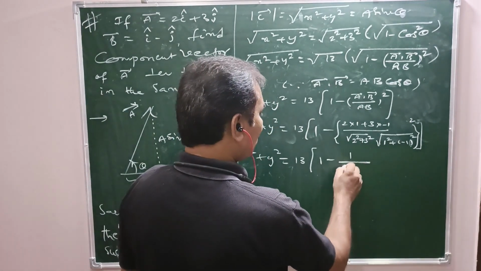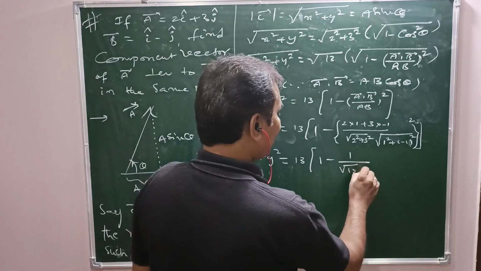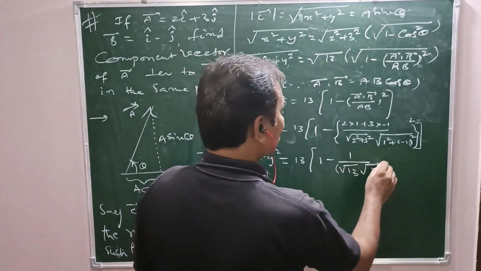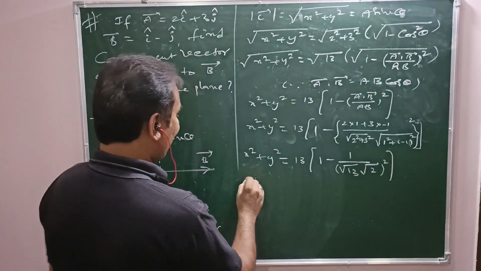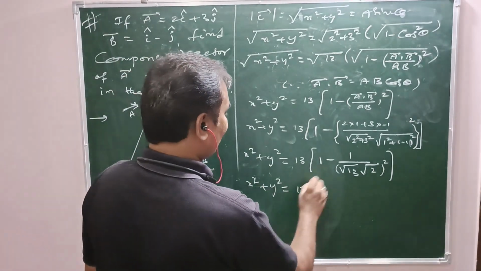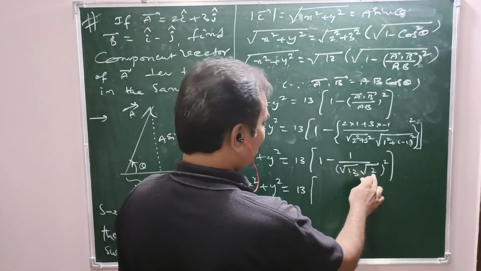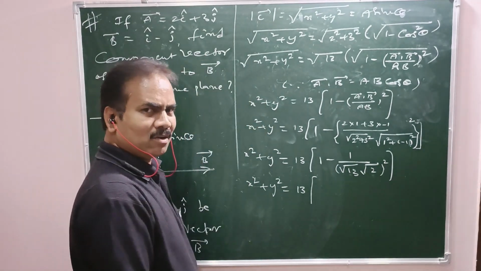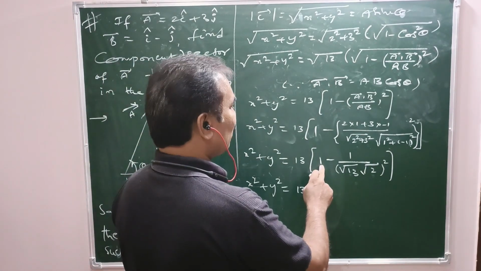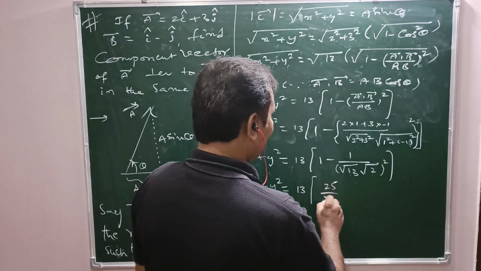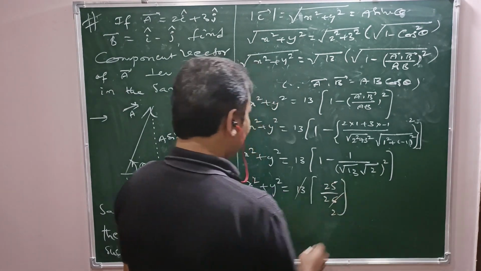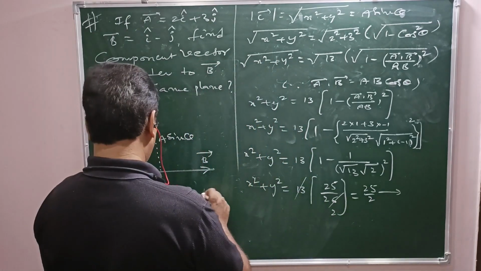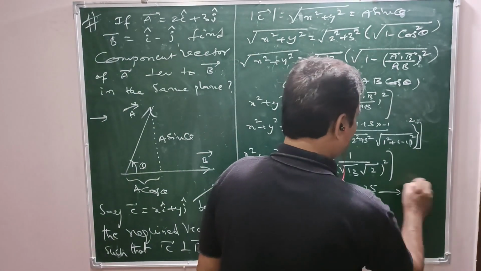Divided by root 9 plus 4, that is root 13, and here root 1 plus 1, that is root 2. Whole square is there. So x square plus y square equals 13 into, see, root 13 into root 2, the roots cancel with the square, that is 13 into 1 minus 1 by 26, so 25 by 26. 26 times, that is, x square plus y square equals 25 by 2. This is equation number 1, this one is number 2.